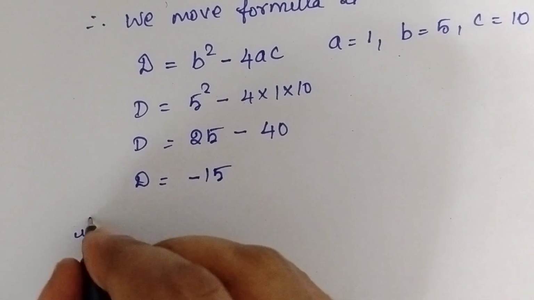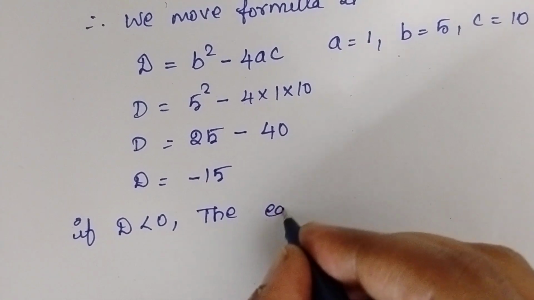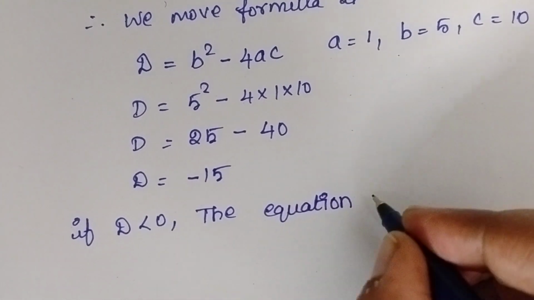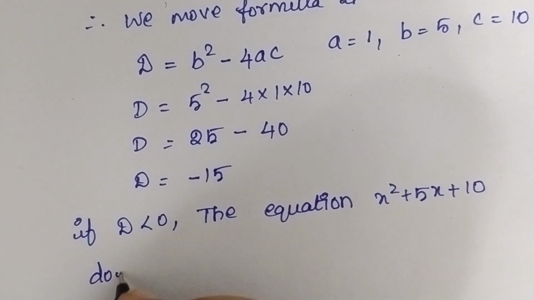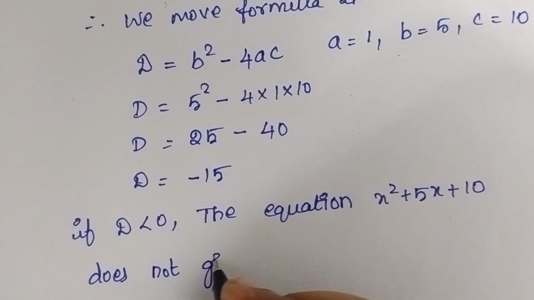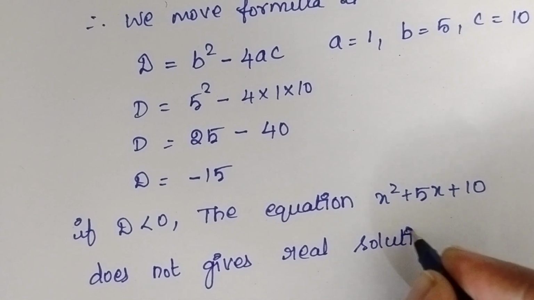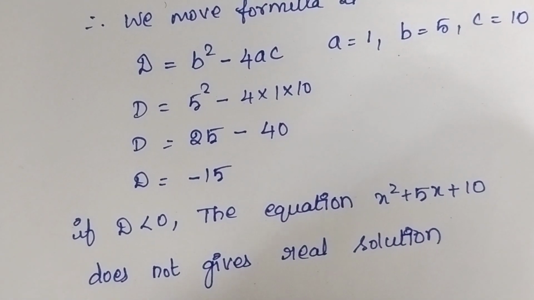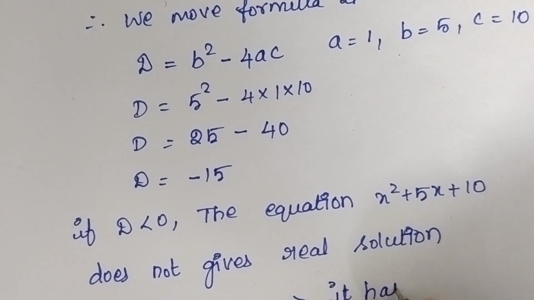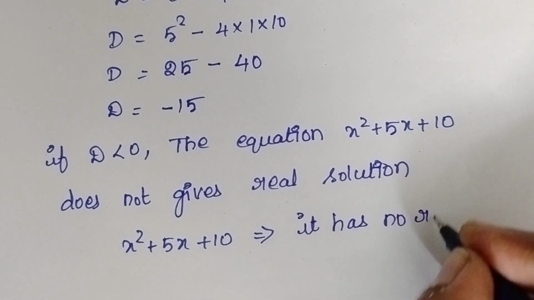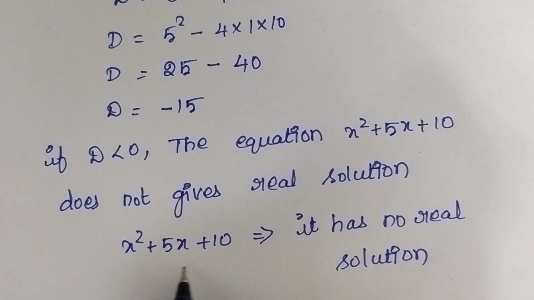There is a condition: if D is less than 0, the equation x square plus 5x plus 10 does not give a real solution. Therefore, this x square plus 5x plus 10 has no real solution. So this will not give any solution.